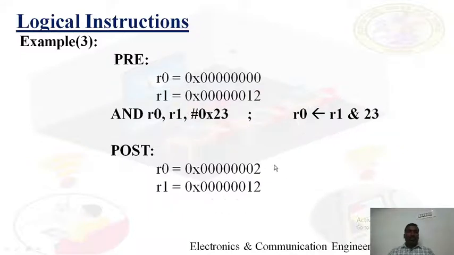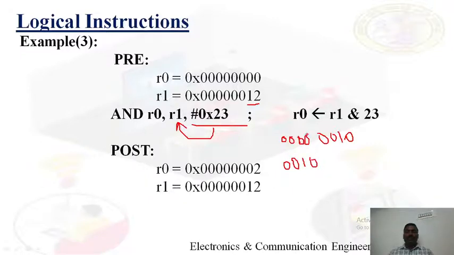Let us move on to the next example where the Rn is changed. Here Rn is changed to an immediate number, so that immediate number is used with R1, that is 12. 12 means again the same thing, 0 0 0 1, then 2 means 0 0 1 0. So 23, so 23 means 0 0 1 0.